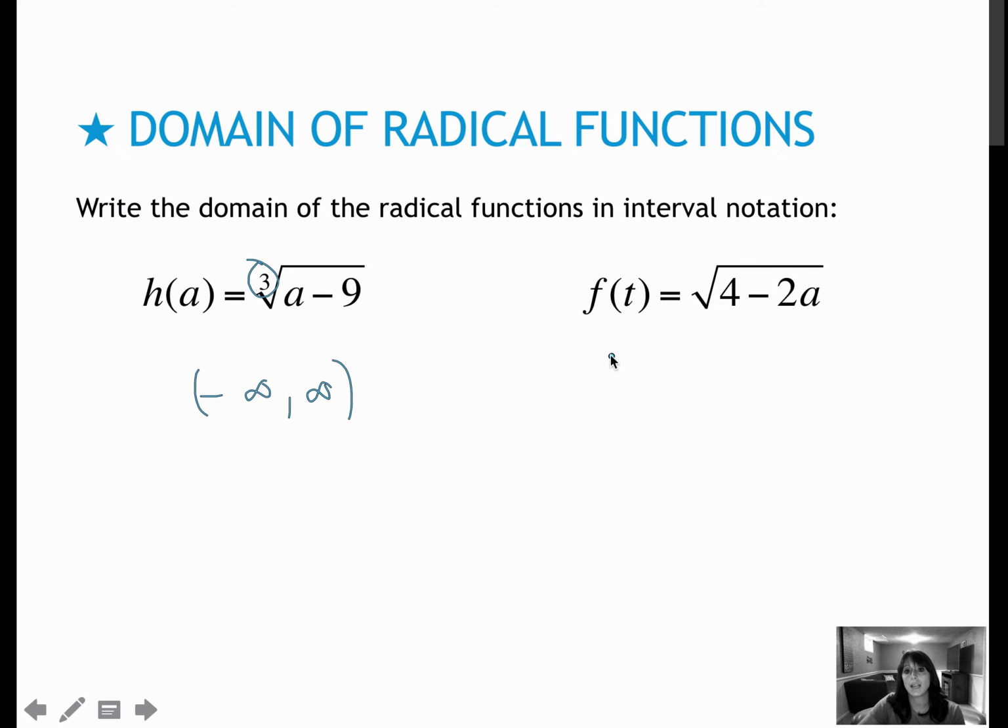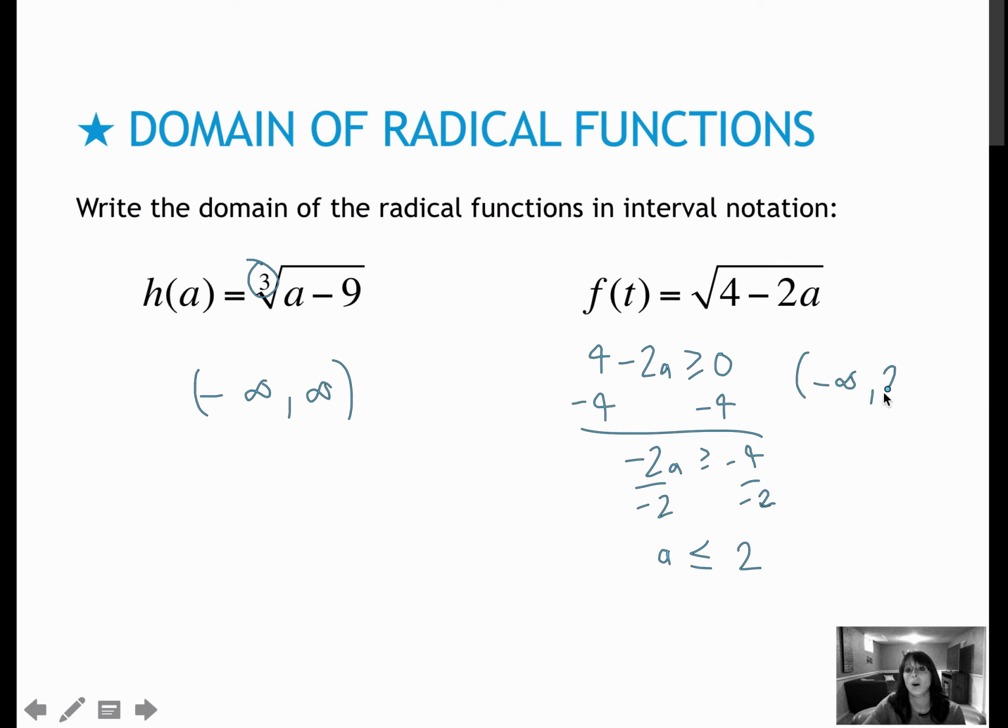For my second, I know that 4 minus 2a has to be greater than or equal to 0. So now I have to do the algebra to isolate the a. And remember, when I divide by this negative value, it's going to flip the inequality, so a is less than or equal to positive 2. Again, in interval notation, that would be negative infinity all the way up to 2.